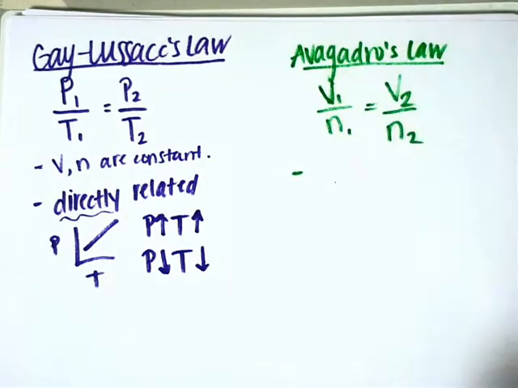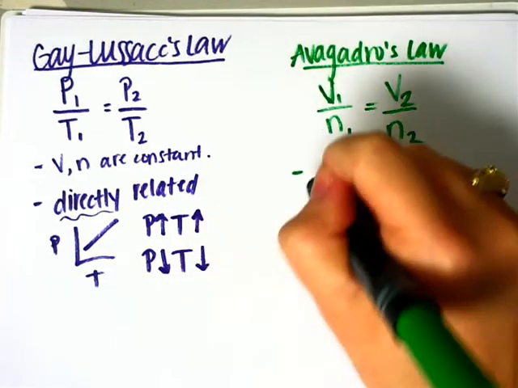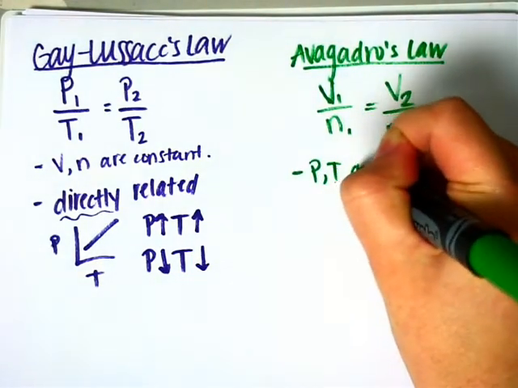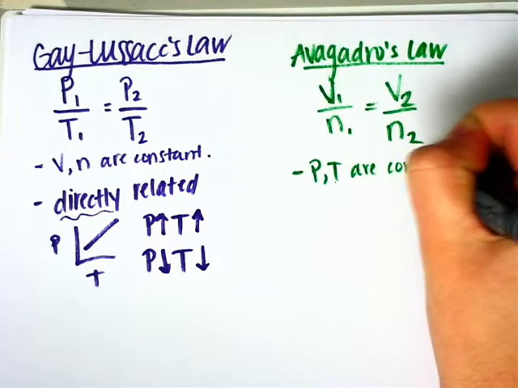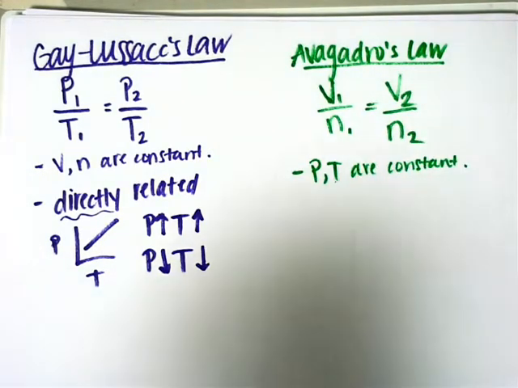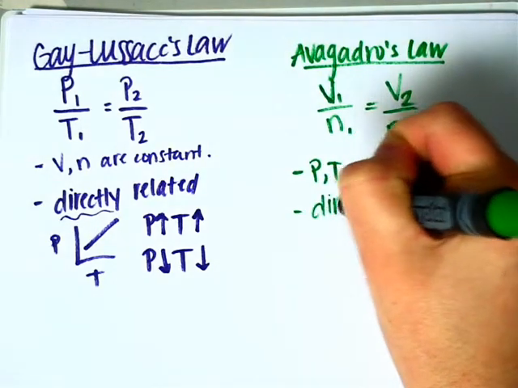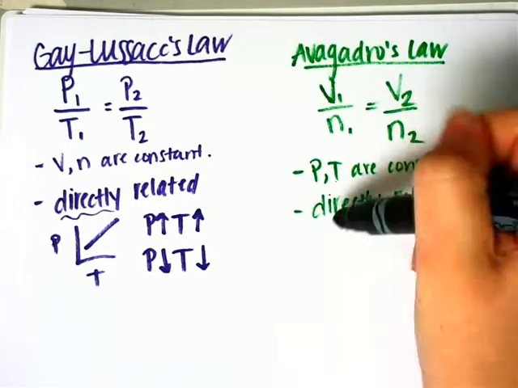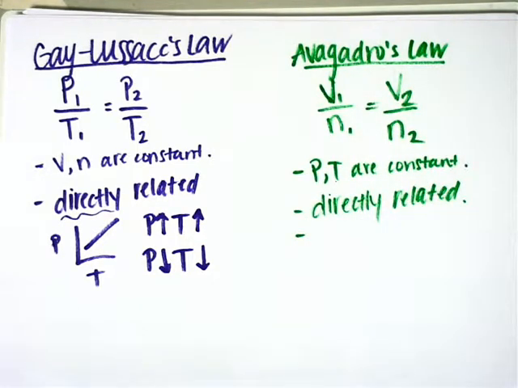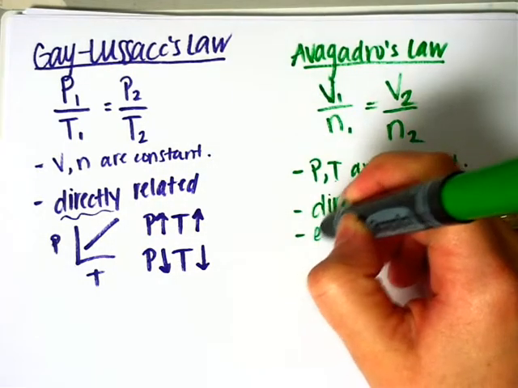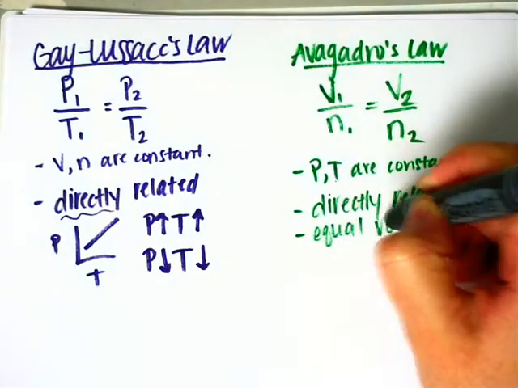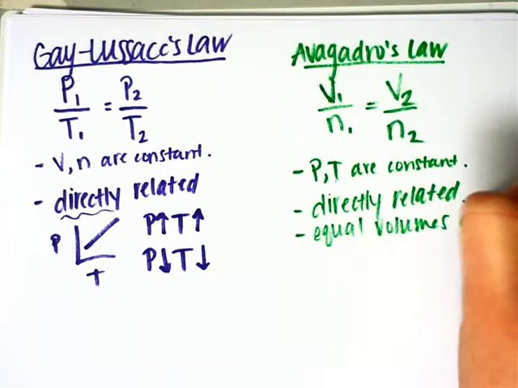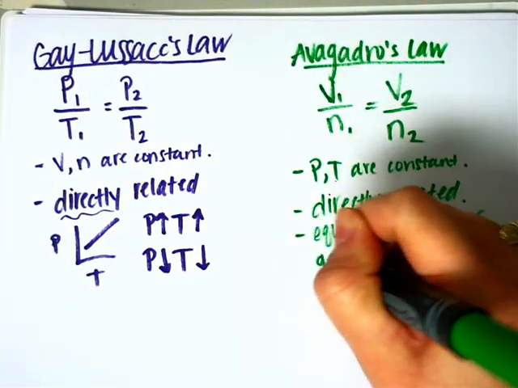So what are we keeping constant here? Pressure and temperature are going to be constant. And they're going to be directly related. So there's one more thing that we need to know about Avogadro's law. And that's that equal volumes of gases contain equal numbers of moles. So let's write that. Equal volumes of gases contain equal numbers of moles.